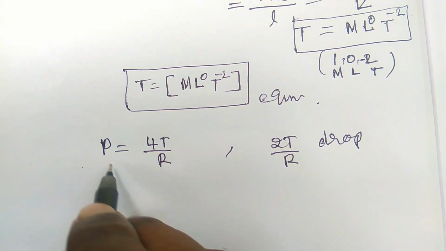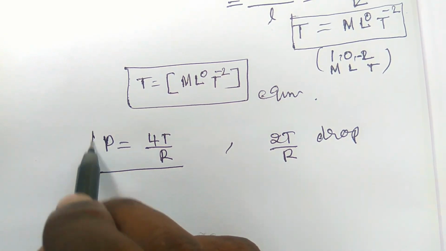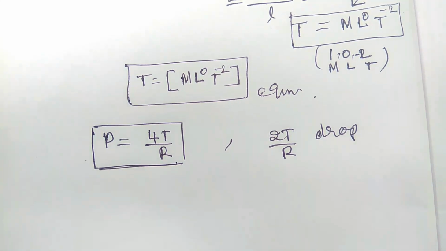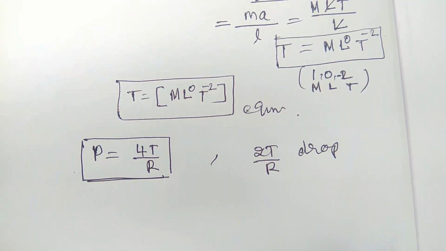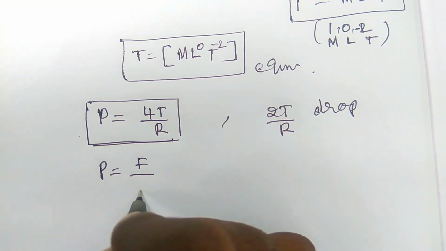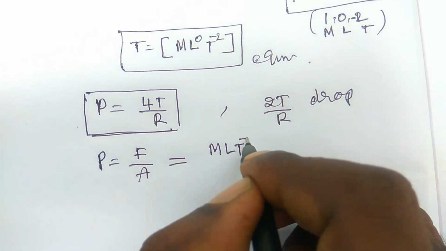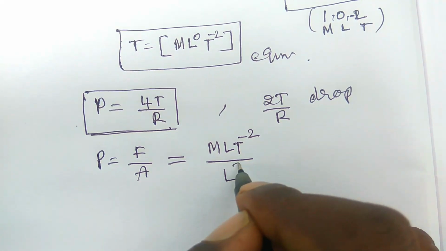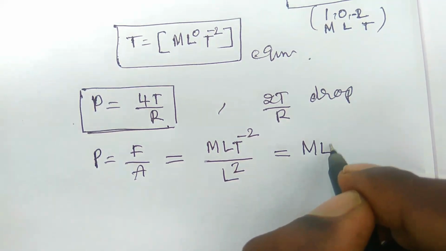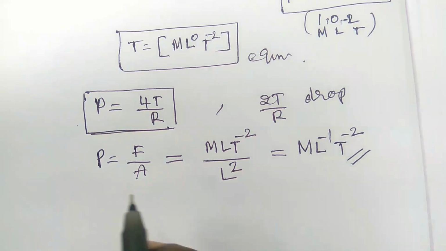Now we have to find the dimensional formula for the surface tension. Here T is the surface tension, P is the pressure, and R is the radius of the bubble. So you have to check. Pressure P is equal to, as you already know, force by area. Force is M L T minus 2, and area, nothing but length into breadth, is L square. So it is equal to M L minus 1 T minus 2. This is the dimensional formula for the pressure.